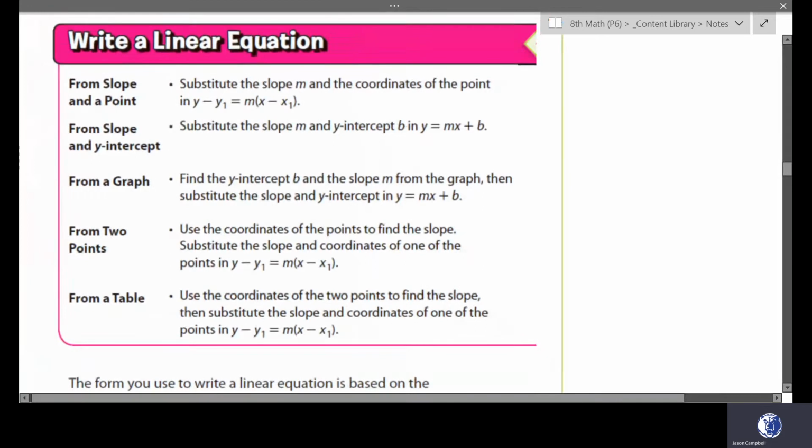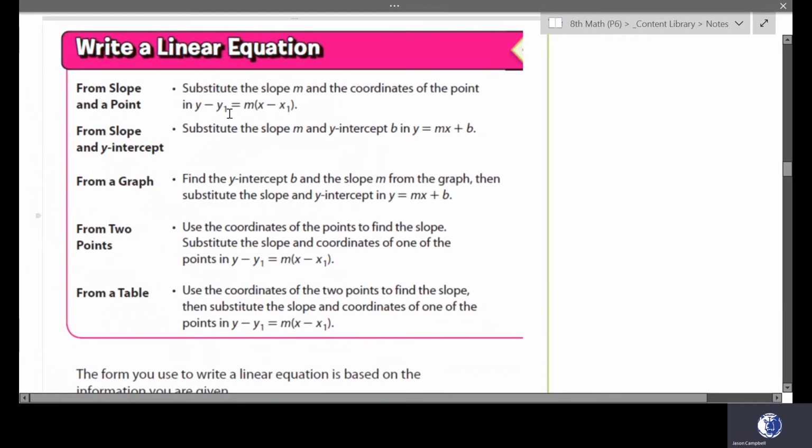Write a linear equation. From a slope and a point, substitute the slope m and the coordinates of the point into point-slope form, which is y minus y1 is equal to m multiplied by x minus x1. From a slope and a y-intercept, substitute the slope m and the y-intercept into y equals mx plus b, which is slope-intercept form. If you're writing the equation from a graph, find the y-intercept b and the slope m, then substitute the slope and y-intercept in the slope-intercept form.